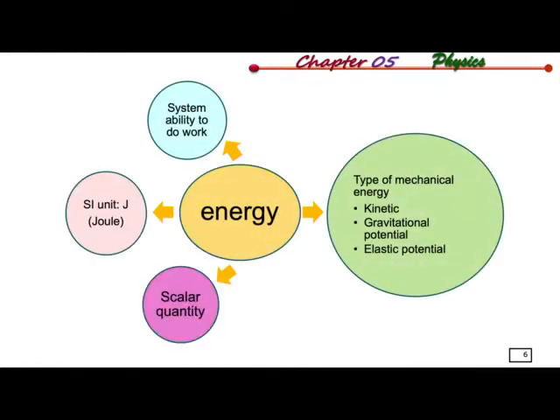Energy is the ability to do work. That's why the SI unit for energy is the same as work, which is joule. Energy is also a scalar quantity like work. In this chapter, we will learn about two different mechanical energies. First is kinetic energy, and second is potential energy. And the potential energy can be categorized into two different types, which are gravitational potential energy and elastic potential energy.